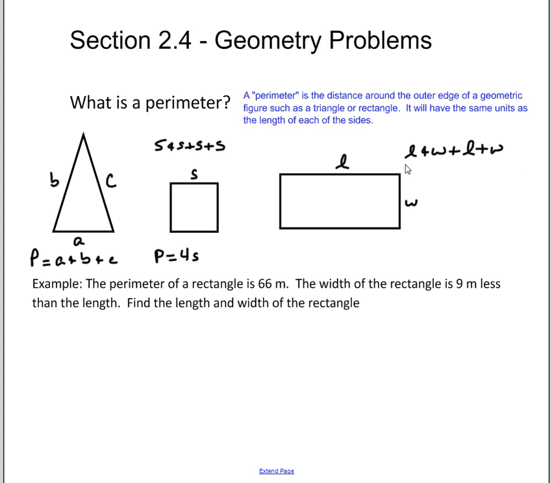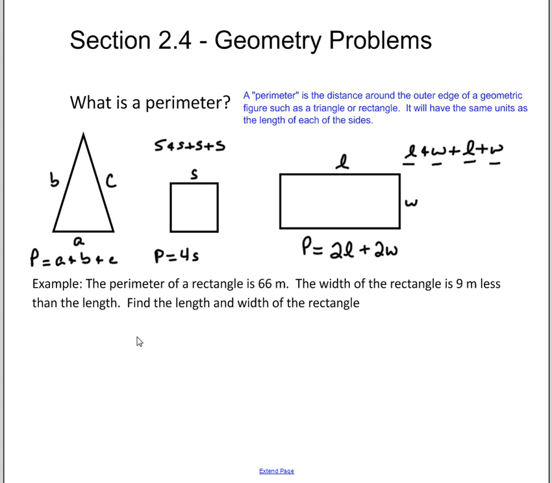But again, you'll notice that we have two lengths that are the same, and we have two widths that are the same. So our formula that we normally give for a perimeter of a rectangle is given as 2 times L, that's L plus L, plus 2 times the width, W plus W. So here are some formulas that we can use. Of course, we have other ones that we'll get to as we come around to them. But let's try this one.